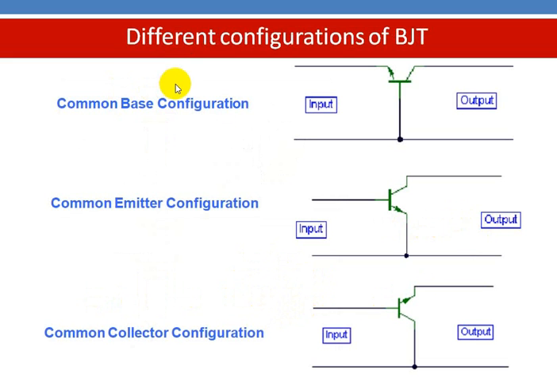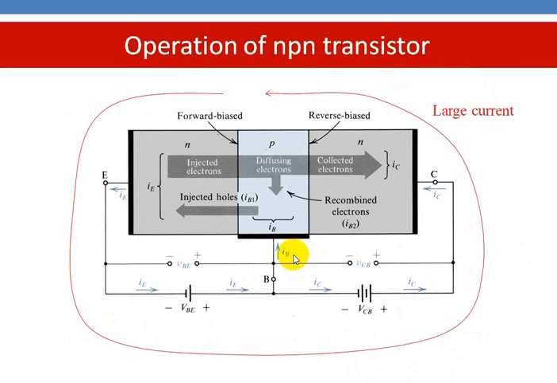There are three configurations. One is common base configuration. Here the base terminal is common between input and output. Input is applied between emitter and base, and output is taken from collector and base. Common emitter configuration is the commonly used configuration. The emitter terminal is common between input and output. In common collector configuration, the collector terminal is common between input and output.